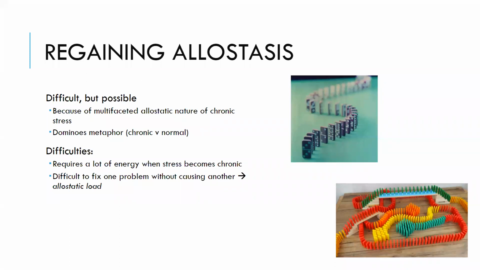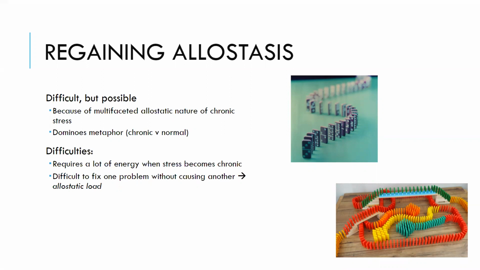Some of the things that make it difficult to turn allostasis off is that it requires a lot of energy, which we don't really have because the stress response depletes energy. You saw on the earlier slide that fatigue is a symptom of chronic stress. So we need a lot of energy to turn the system off, but energy is also something that we don't really have a lot of.